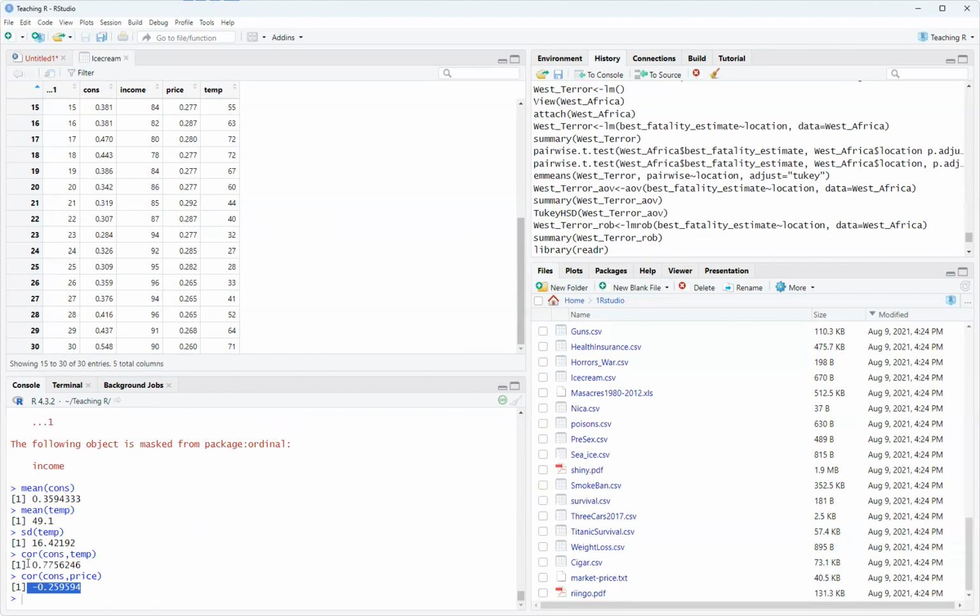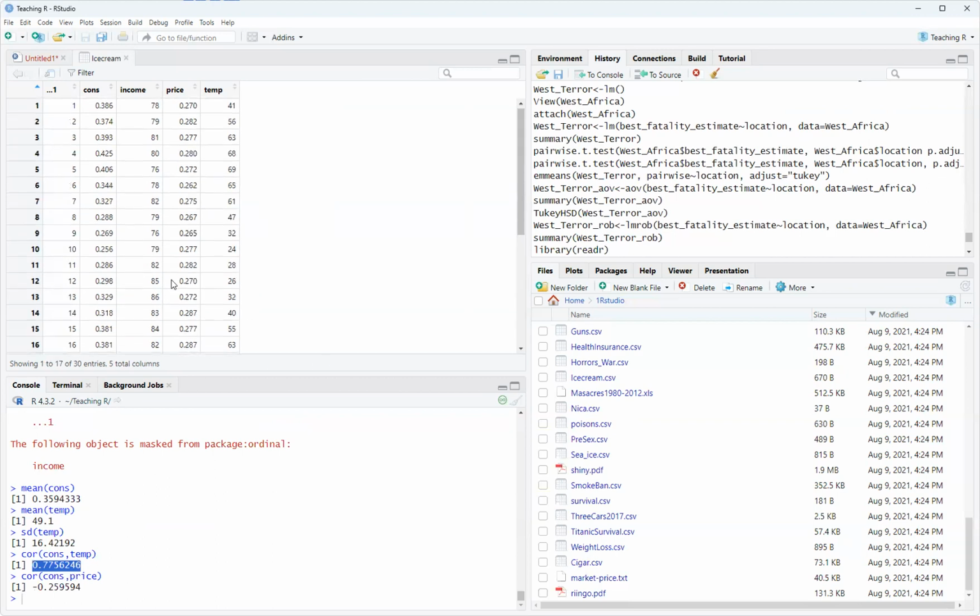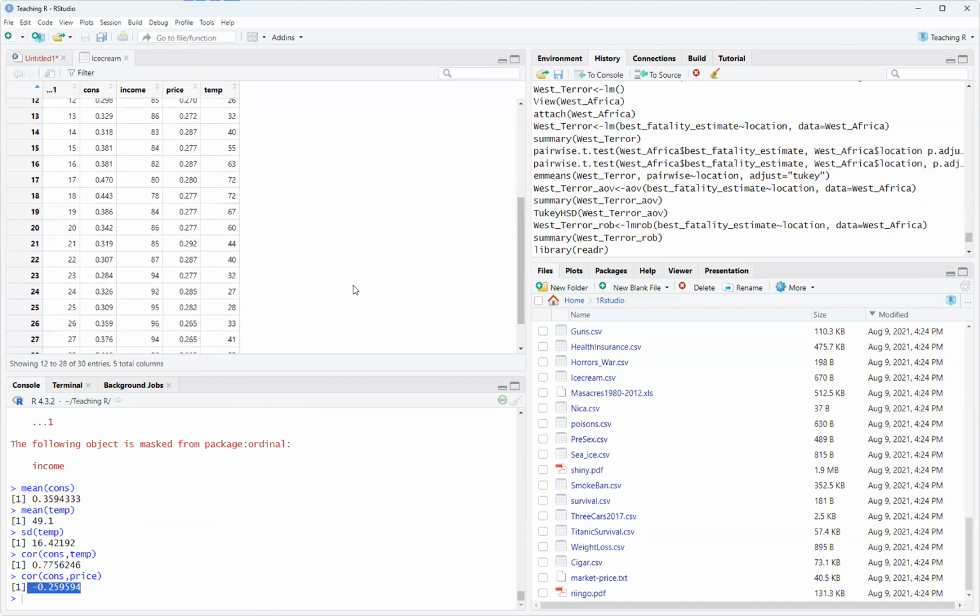Temperature, with the rise of temperature, right? We're getting a very strong positive correlation with the consumption of ice cream, right? There's 30 data points, right? So then we do price. Oh, it's negative. The increase of price decreases consumption. So this is just to kind of understand, this is what we call a large N data set.